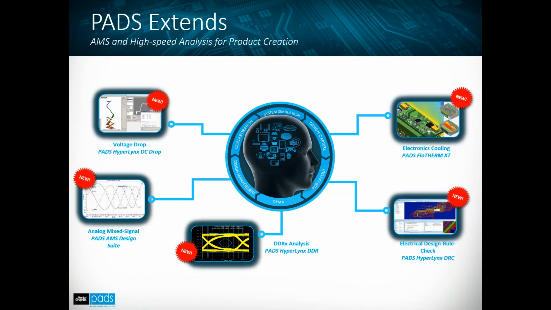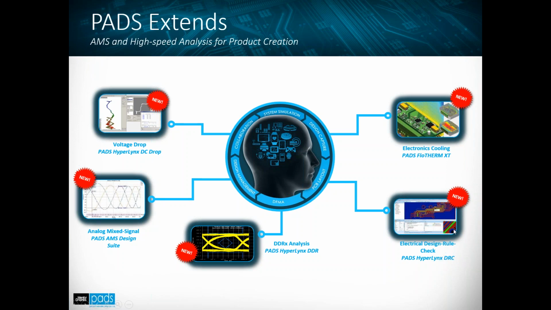These are our new offerings that we have been talking about in this Did You Know webinar series. Today, again, we'll be talking about voltage drop with HyperLynx DC Drop. There's also an analog mixed signal solution for SPICE and analog mixed signal simulation directly within the schematic. We also have DDR analysis with HyperLynx DDR. It allows you to compare the timings on your actual physical routed board to the JEDEC standards to make sure that your DDR memory buses are going to actually work first time.